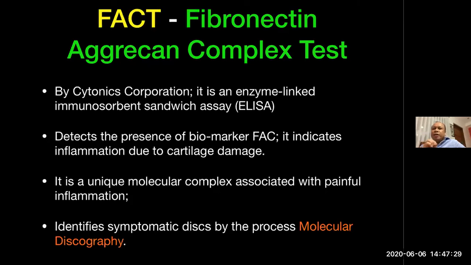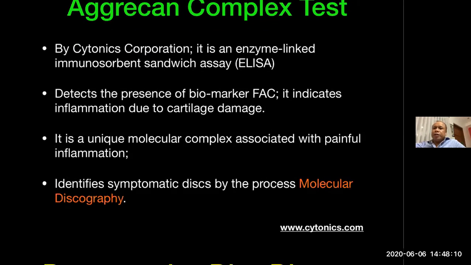So when it's positive, it indicates that there is an inflammation that is primarily due to a cartilage damage. So in other words, there is damage that has happened when it becomes positive. It is a unique molecular complex associated with painful inflammation. And of course, this also identifies a symptomatic disc by the process of molecular discography. So even if the disc is not yet fully degenerated, we can already use this test in order to screen patients who can be treated depending on what type of intervention we would do, and we will be guided as to what is the appropriate treatment for our patients.